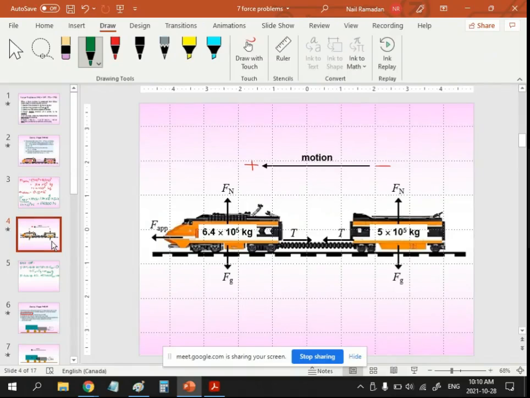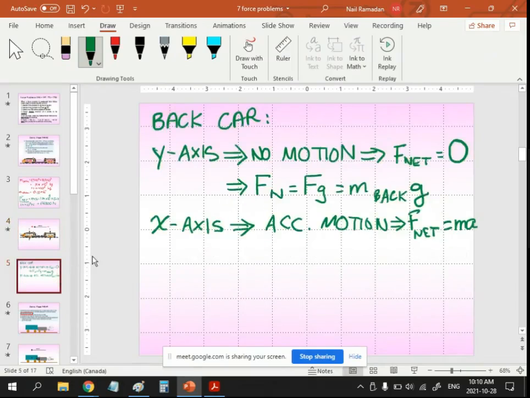How many forces do we have on the horizontal axis in the back car? Which way is it going? Is there anything else with it or against it on that car? Done. Plus tension equals what?